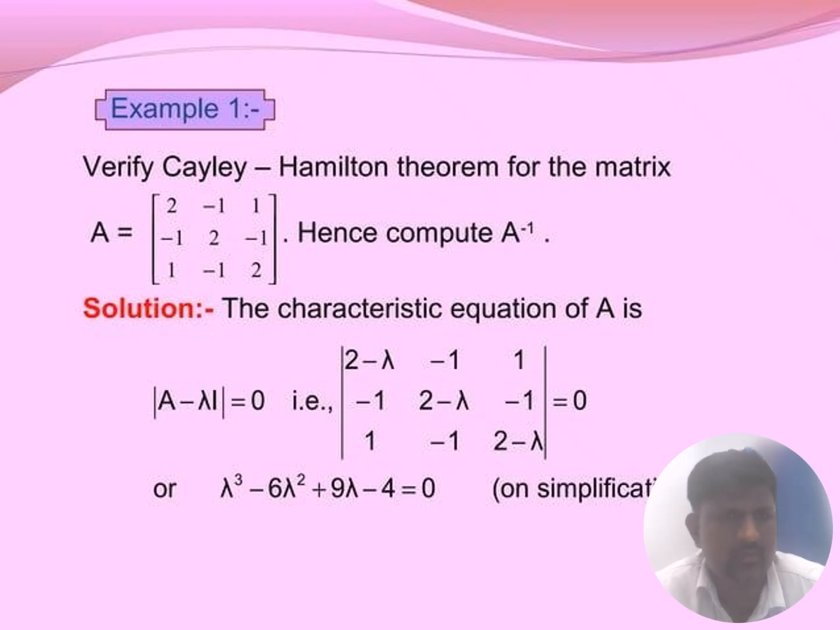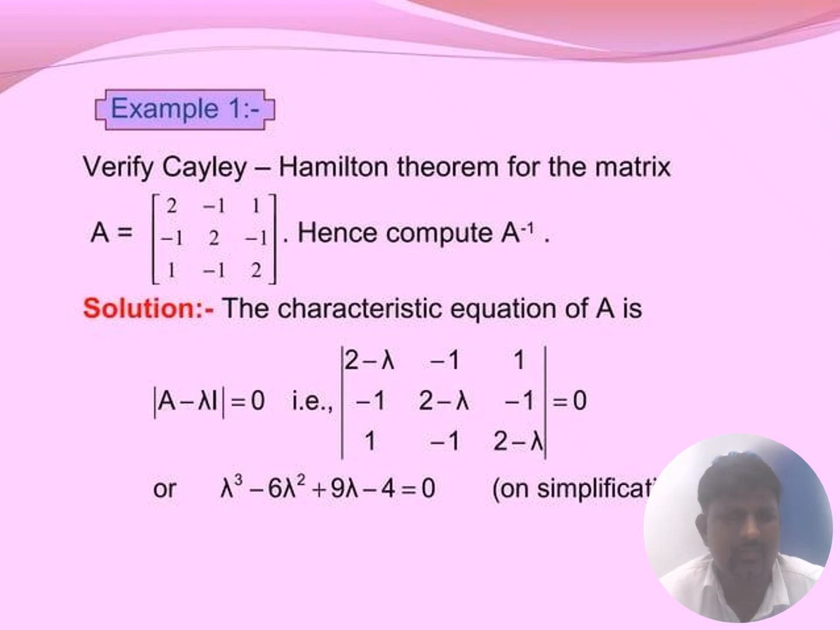Let's see. So the given matrix is capital A is equal to 2 minus 1 1, minus 1 2 minus 1, 1 minus 1 2. They are asking to verify Cayley-Hamilton and compute the A inverse value. So at the plus 2 or school level, we can use the formula A inverse equal to 1 by determinant A into adjoint A. This is a very well known formula. But here we are using the Cayley-Hamilton theorem for finding the A inverse and A power 4 like that.